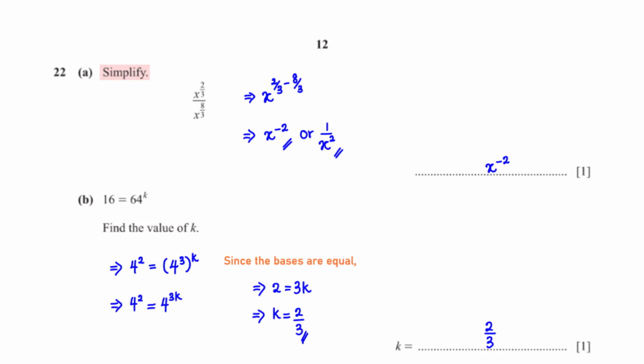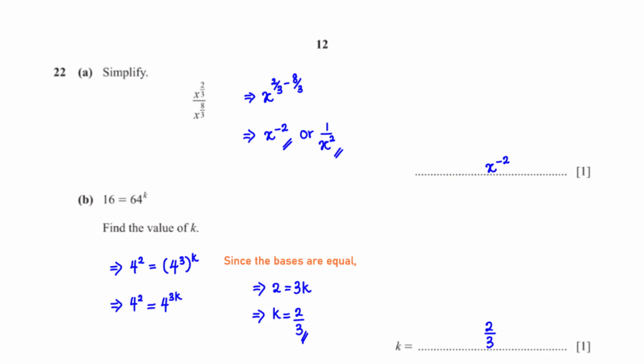Simplify. X raised to the power 2 over 3 divided by x raised to the power 8 over 3. According to the laws of indices, since both terms have the same base and they are dividing, their powers subtract. So we have x raised to the power 2 over 3 minus 8 over 3. 2 over 3 minus 8 over 3 is negative 2. X raised to the power negative 2 is the same as 1 over x squared.